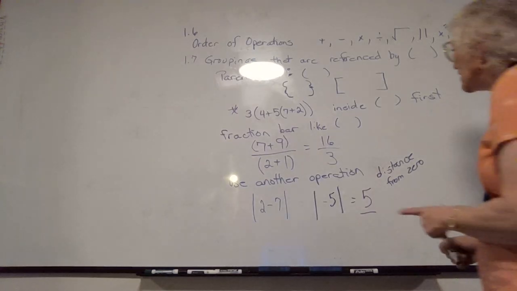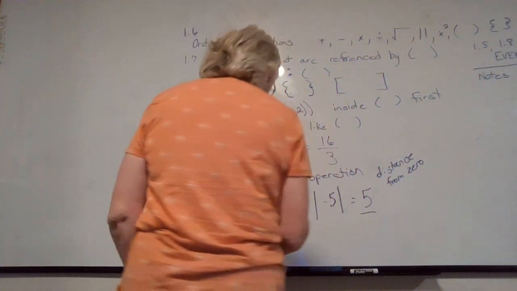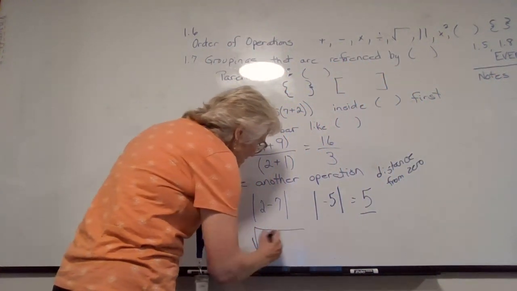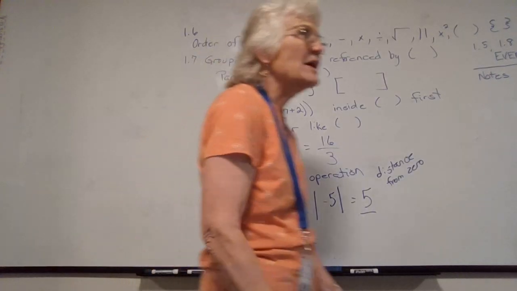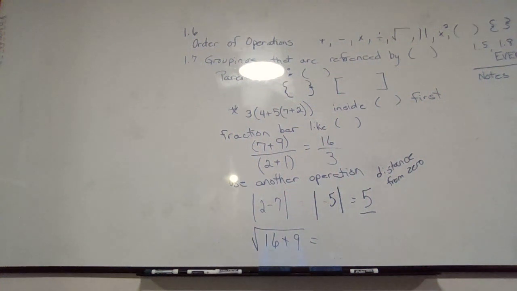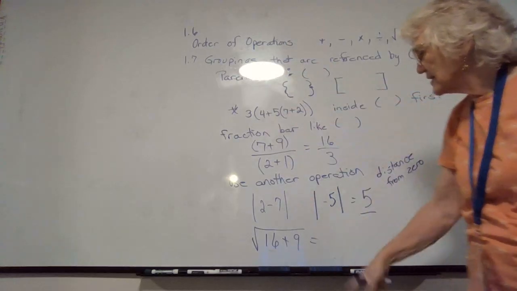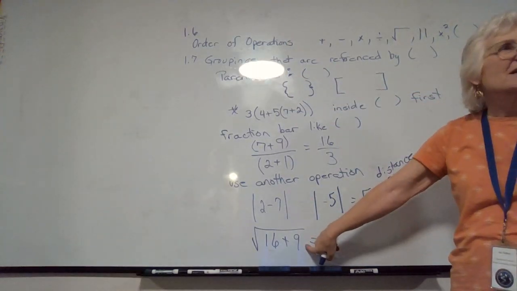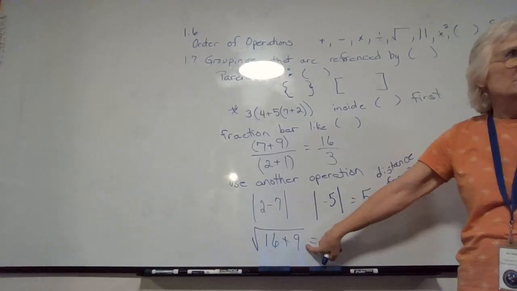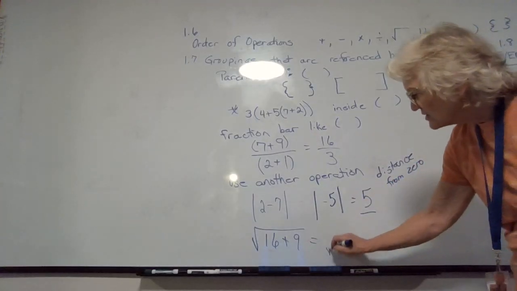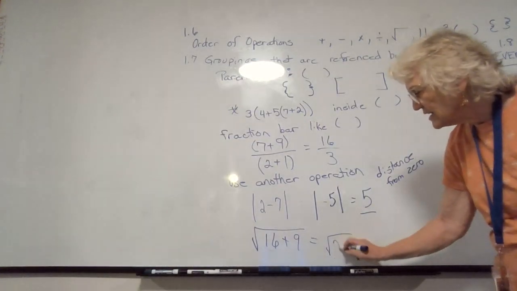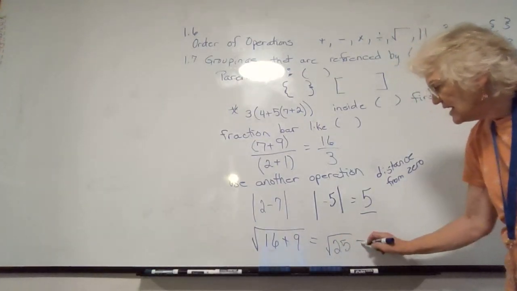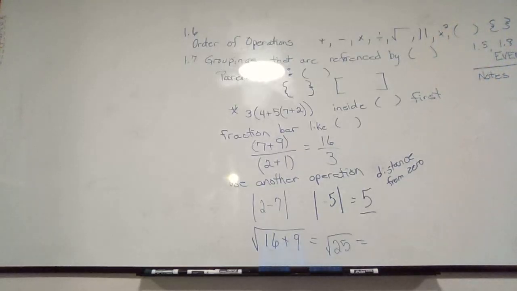Okay. The other one that is another one like that is the square root. Okay, so if it's inside the square root, this is called a radical. The thing I wrote up here, oh, it's not there yet, but the radical. Okay, this one is read as the square root. Okay, I'm just going to add, so we do stuff inside first. 16 plus 9 is 25. Does anybody know what it means to take the square root of 25?